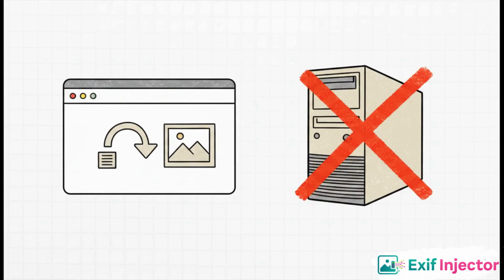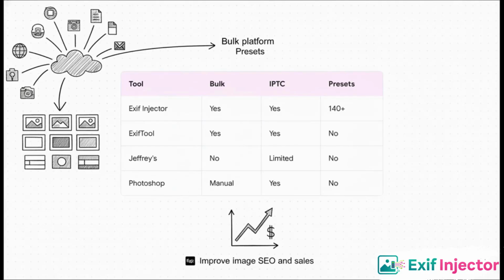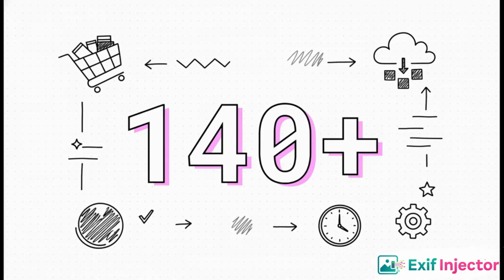Browser-based EXIF injectors let you skip that clunky, outdated desktop software entirely. Tools like EXIF Injector absolutely dominate here, giving you bulk processing and over 140 platform presets. Those 140-plus presets are a total game changer, saving massive time if you sell across multiple marketplaces.